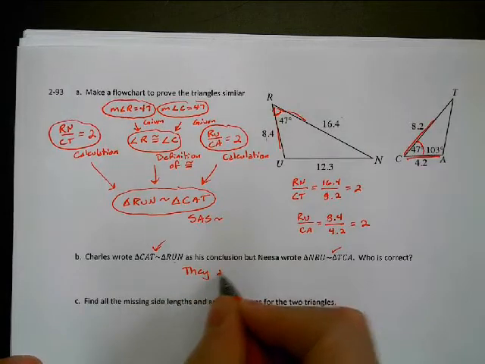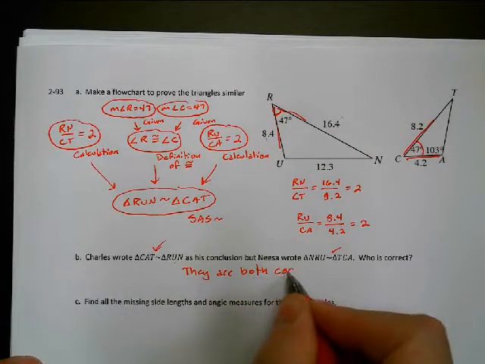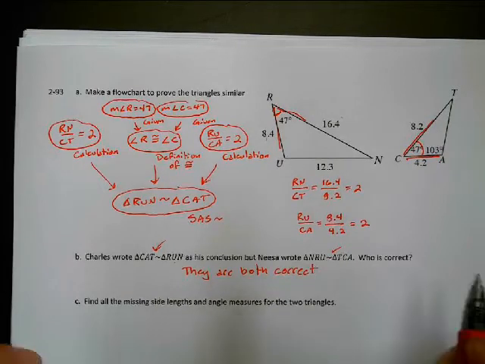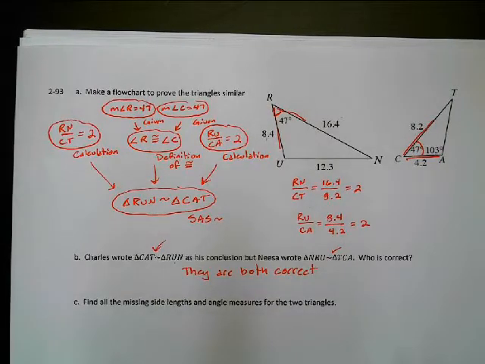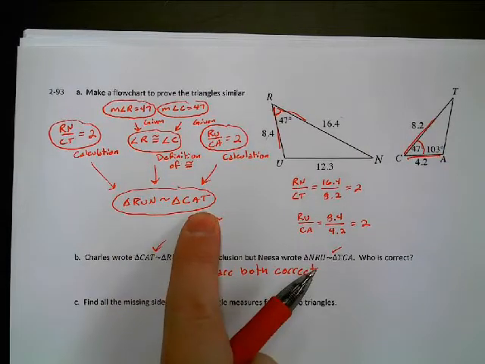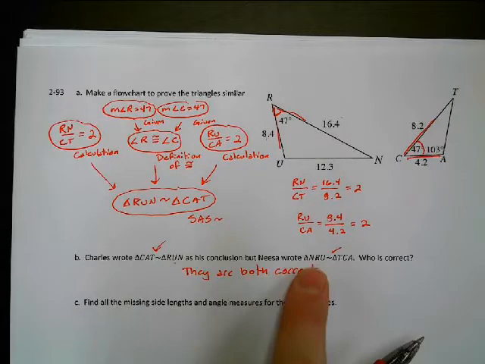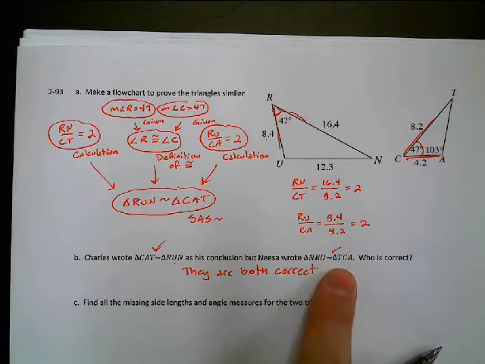As long as you're matching up the corresponding parts in your similarity statement, you are correct. You don't have to put it in a specific order, but if you start with RUN, you have to end with CAT. If you start with CAT, you have to end with RUN. If you start with NRU, you have to end with TCA. So it all depends on what you started with and then matching up the correct parts on the second triangle.